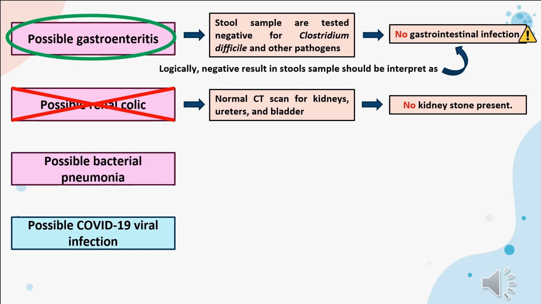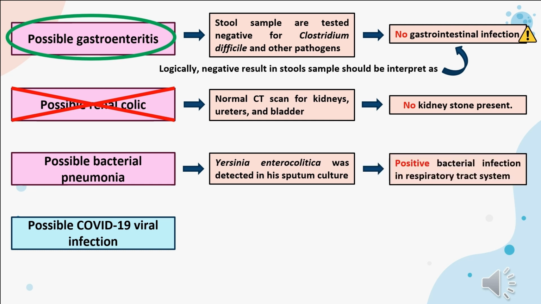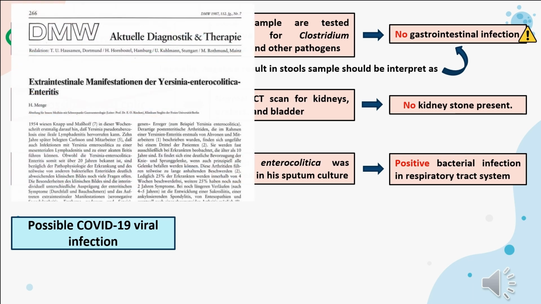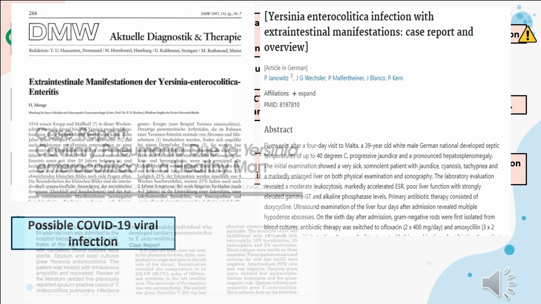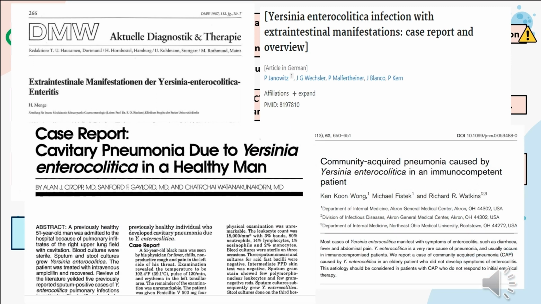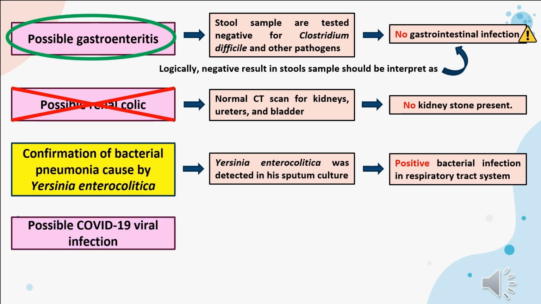Besides that, to check for bacterial pneumonia, a sputum culture is carried out and the results show that Yersinia enterocolitica was detected in his sputum culture. This indicates a positive bacterial infection in the respiratory tract system. Based on some scientific research, although Yersinia enterocolitica is a pathogen that normally attacks GIT organs, there are also some case studies showing the presence of extra-intestinal infection of Yersinia enterocolitica that targets the lung organ to cause pneumonia. Hence, we can conclude that this patient has bacterial pneumonia.